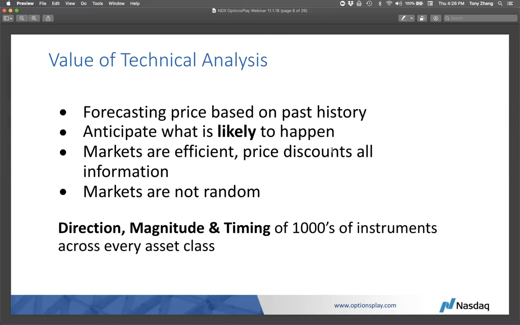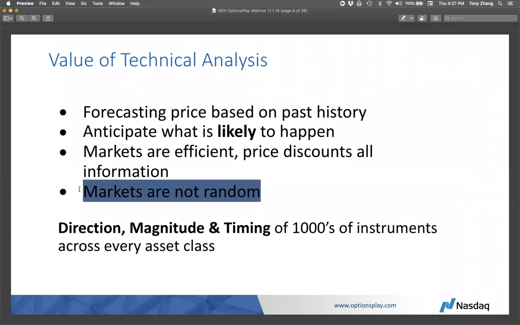So number one, technical analysis is really simple. We're trying to forecast future price based on the past history of pricing. So we're really looking at price history and trying to anticipate what is likely going to happen in the future. This is because we believe that markets are efficient and that price discounts all information. So by studying the price, we have a pretty good idea of what has happened in the past and what is likely going to happen in the future. We don't believe that markets are random. History may not repeat itself, but it certainly rhymes. That is the belief of a technical analyst: by studying history, I can see patterns that are likely going to recreate themselves in the future.